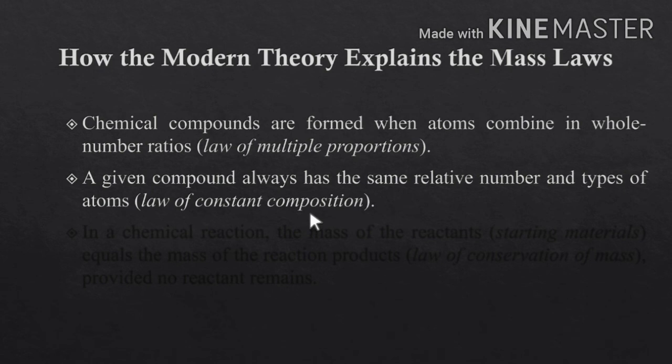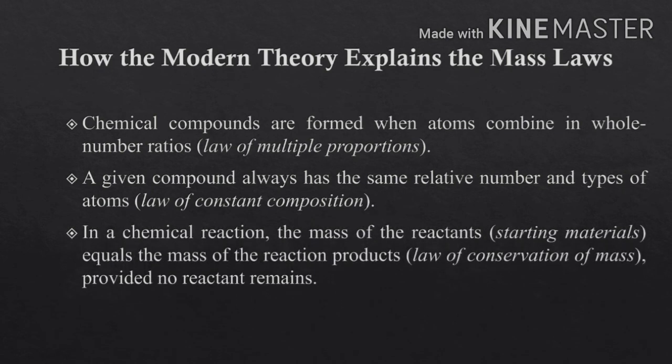In any chemical reaction, the mass of the reactants equals the mass of the reaction products. This is the law of conservation of mass, provided that there are no remaining reactants. If you use all the reactants, the mass of all reactants used in a chemical combination is equal to the mass of the products. This law of conservation of mass was also not violated by Dalton's atomic theory. Here also the modern atomic theory did not violate these laws, and this is the way these modern theories explain the mass laws.